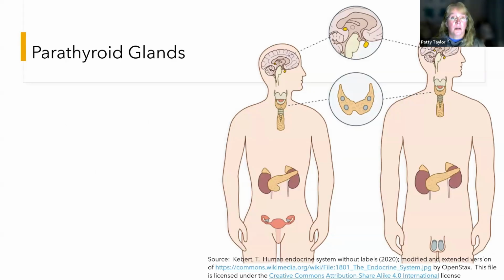Parathyroid glands, around 4 to 8 little nodules of tissue. They are located on the posterior side of the thyroid. If a person has a thyroidectomy, they have to be careful not to also remove the parathyroid glands. Then you'd be left with no way to manage your calcium levels.